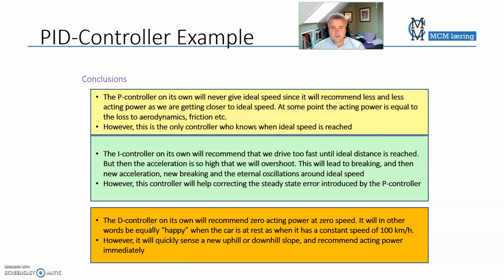The D controller on its own will recommend 0 acting power at 0 speed. Remember, no acceleration, no power. It will also recommend 0 acting power if we have a constant speed of 100 km per hour. However, it will quickly sense a new uphill or downhill slope and recommend acting power immediately. So this is the one that speeds up the system.